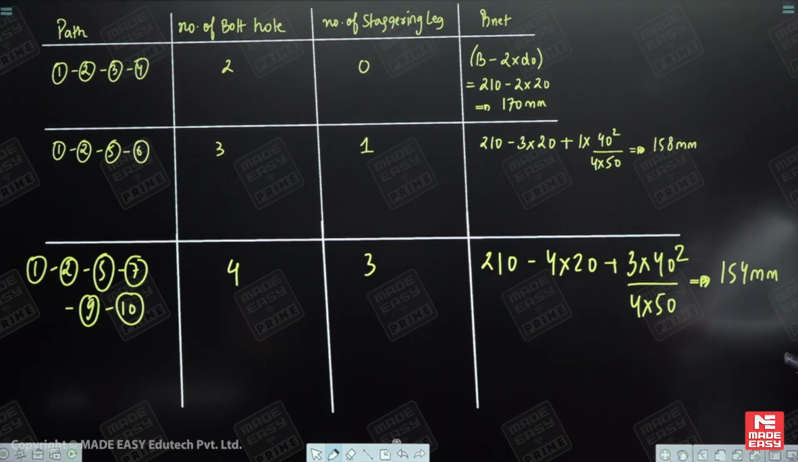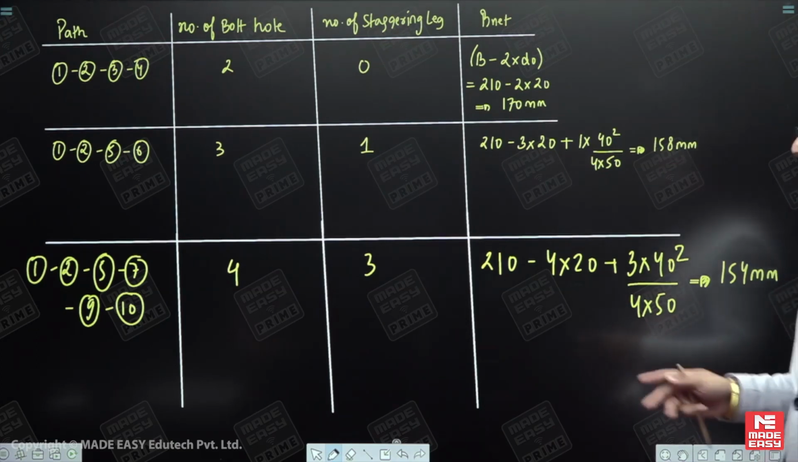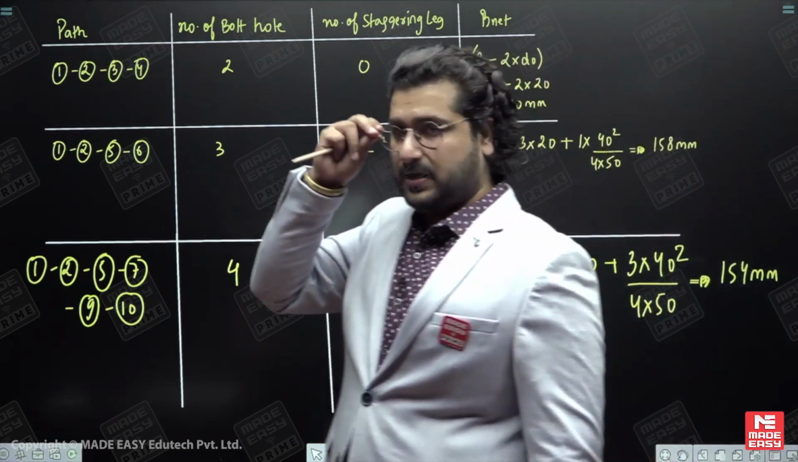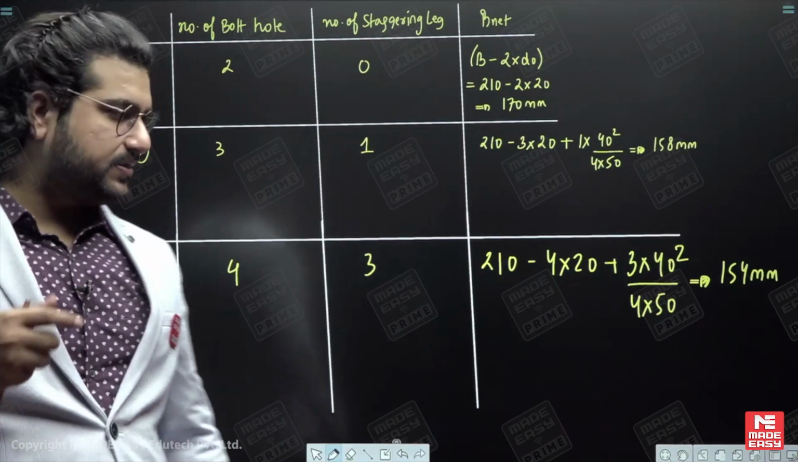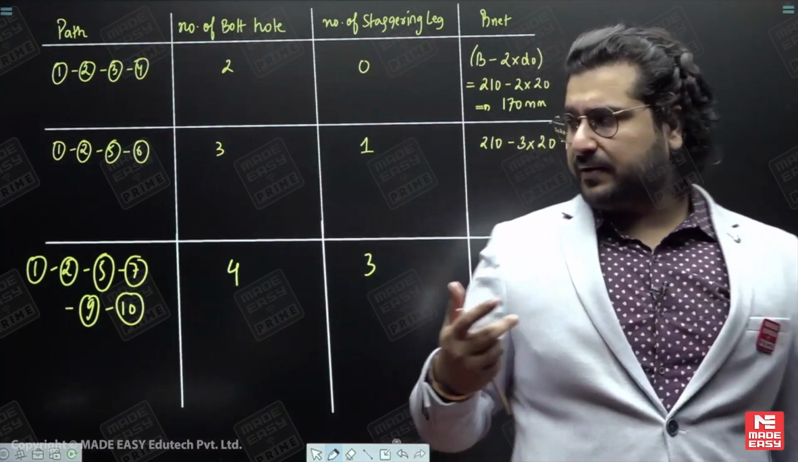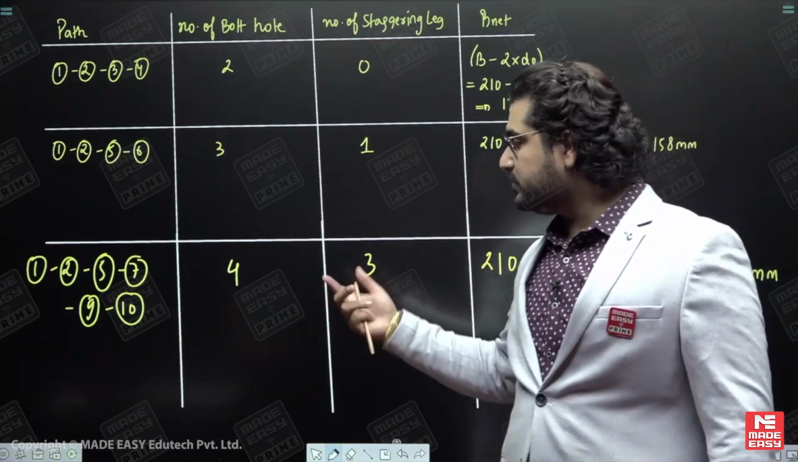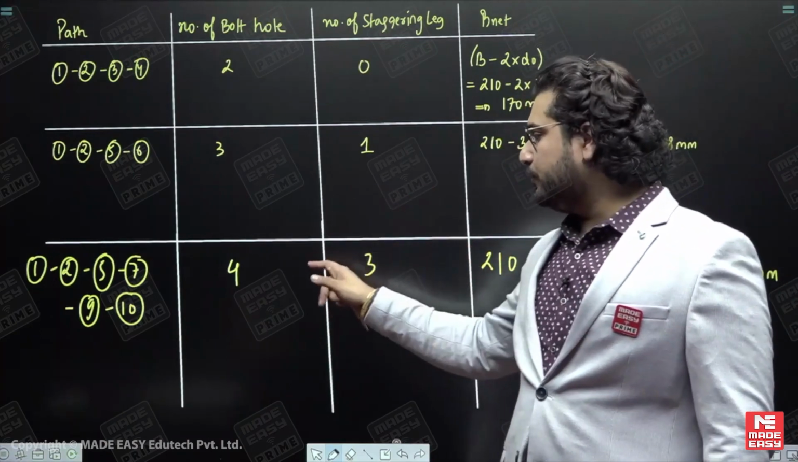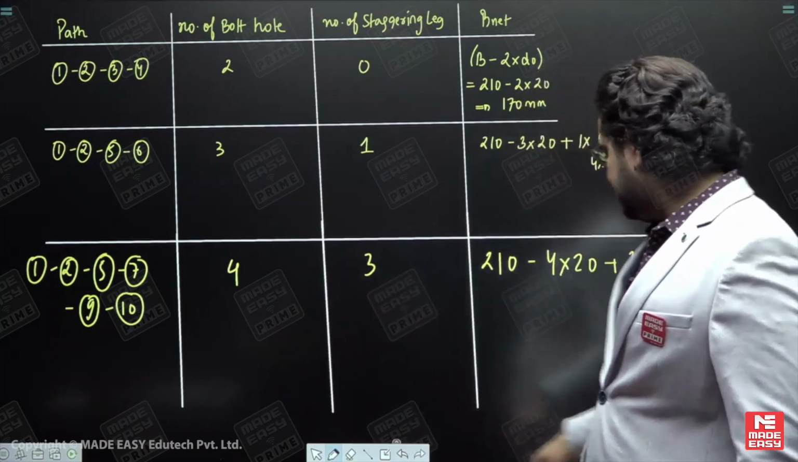Just cross verify your answer. Yes, 154 millimeters. So this case has more possibility as compared to all the previous cases that we have discussed. Let us see how we can have any other case. That means we might have 4 bolt holes, more than 4 bolt holes, or 4 bolt holes with a lesser number of staggering. Let us see that.